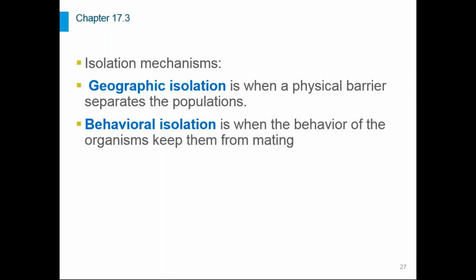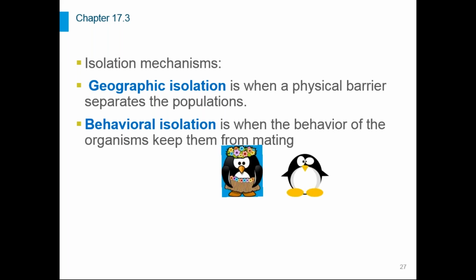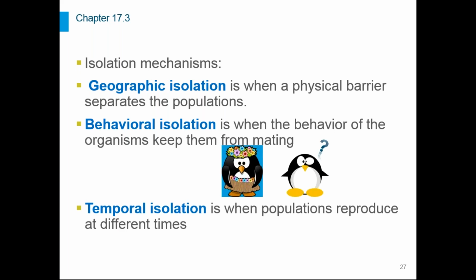Behavioral isolation is when the behavior of the organisms keep them from mating. Maybe they are active at different times of day, or they develop different mating rituals. And temporal isolation is when populations reproduce at different times. Maybe one population mates in March and the other mates in June. All of these can isolate a population enough to develop a new species.